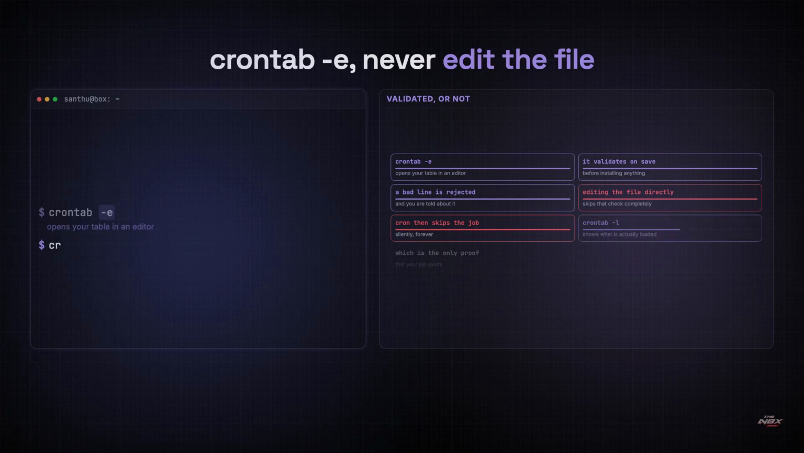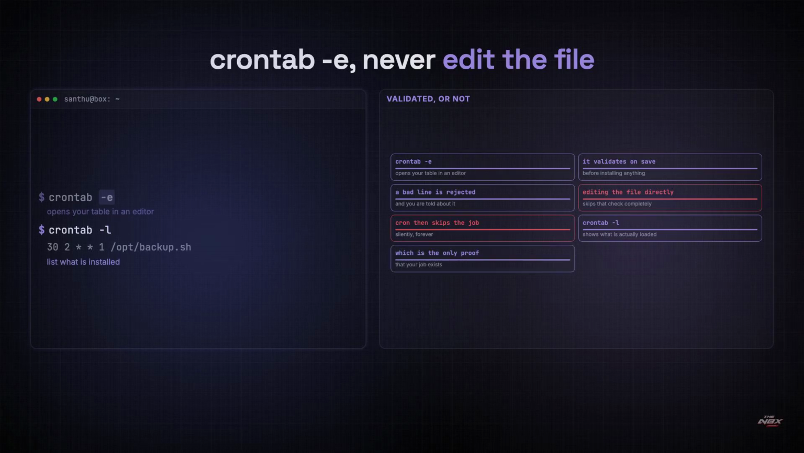Which is why -l matters. It prints what's actually loaded right now, and that's the only real proof your job exists. A schedule you never verified isn't a schedule. Always use crontab -e, then crontab -l to confirm what actually got installed.